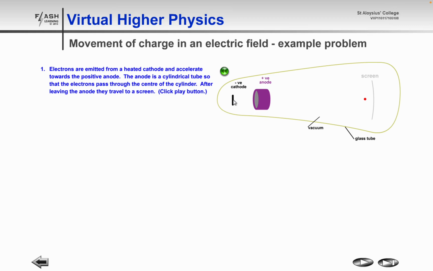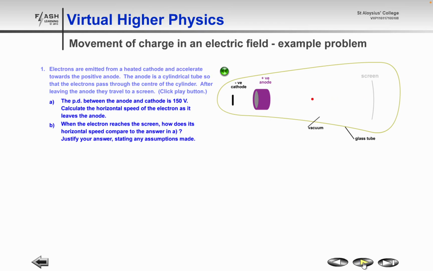And basically what we now know is that they're electrons, and if we create a voltage between the negative cathode and the positive anode, then that will accelerate the electrons across. Because that's a cylinder, any electrons which aren't along that central line will be deflected, attracted out the way. And what that leaves is a nice well-defined beam to travel to the screen.